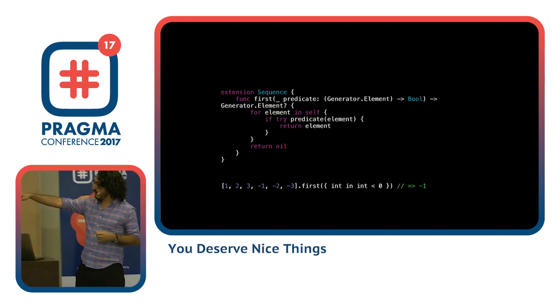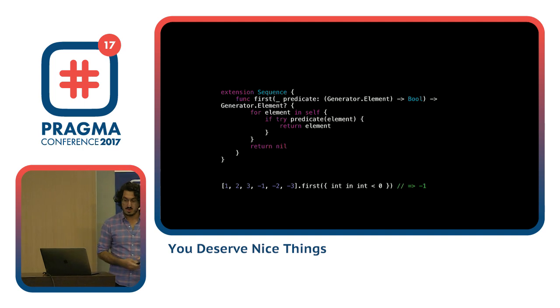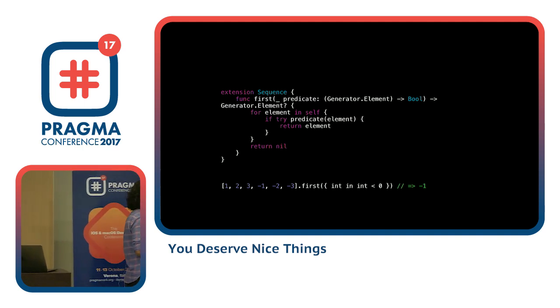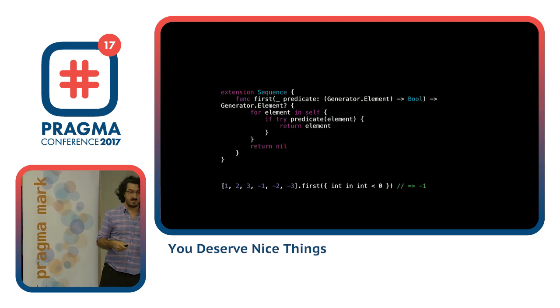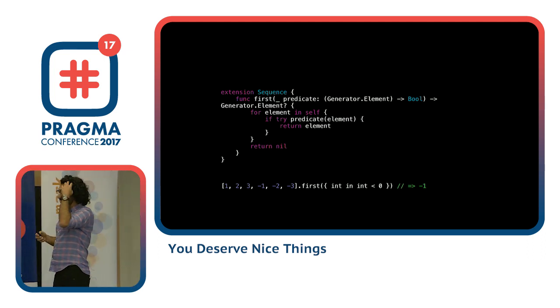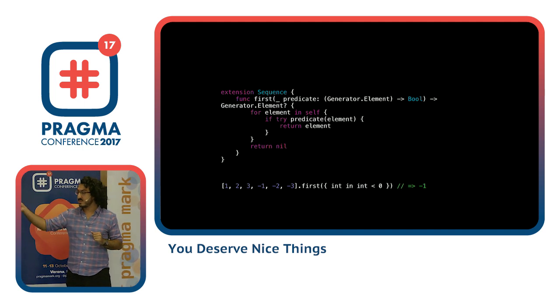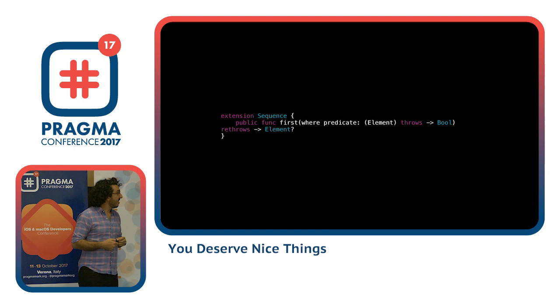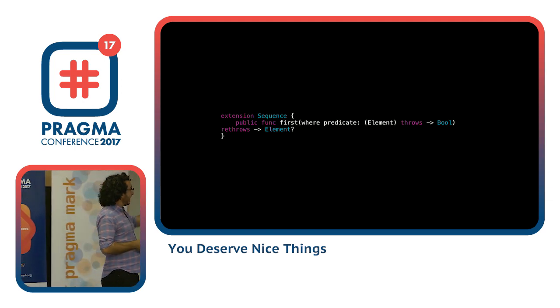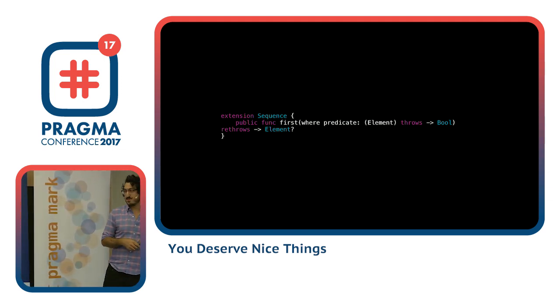And you can see sort of at the bottom how it works. You have the numbers 1, 2, 3, and -1, 2, 3. And you find the first one where the int is less than 0, and of course it gives you -1. Now, this extension was so nice that Apple did eventually add it into the standard library itself. And they added a little bit of nice stuff, some throws and some rethrows.